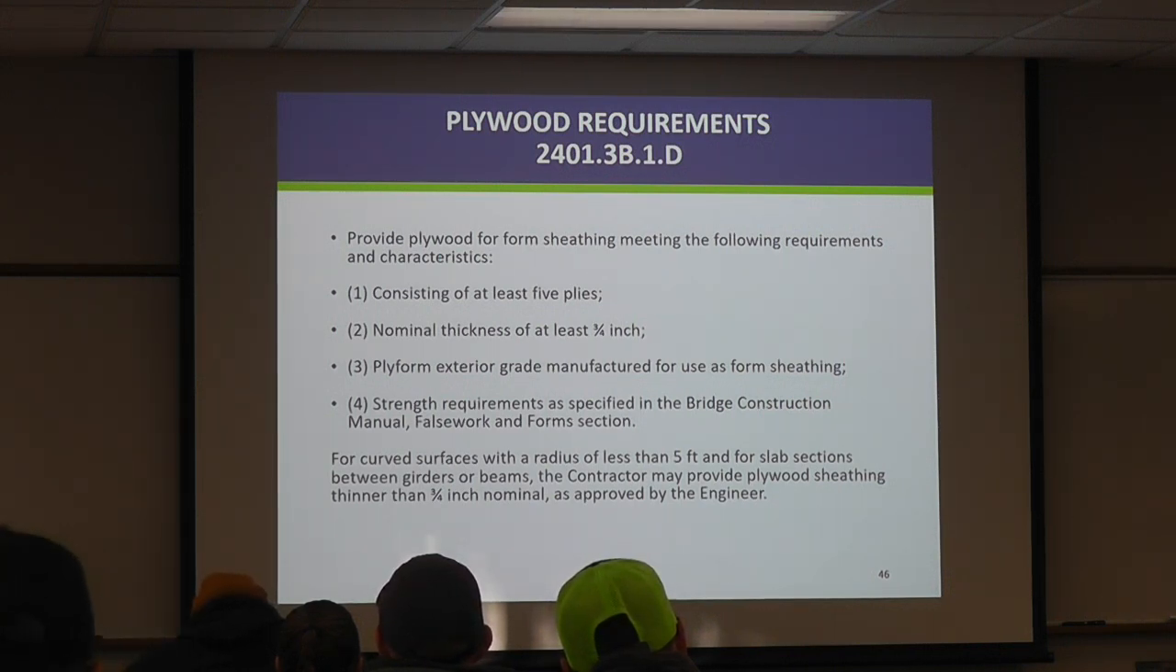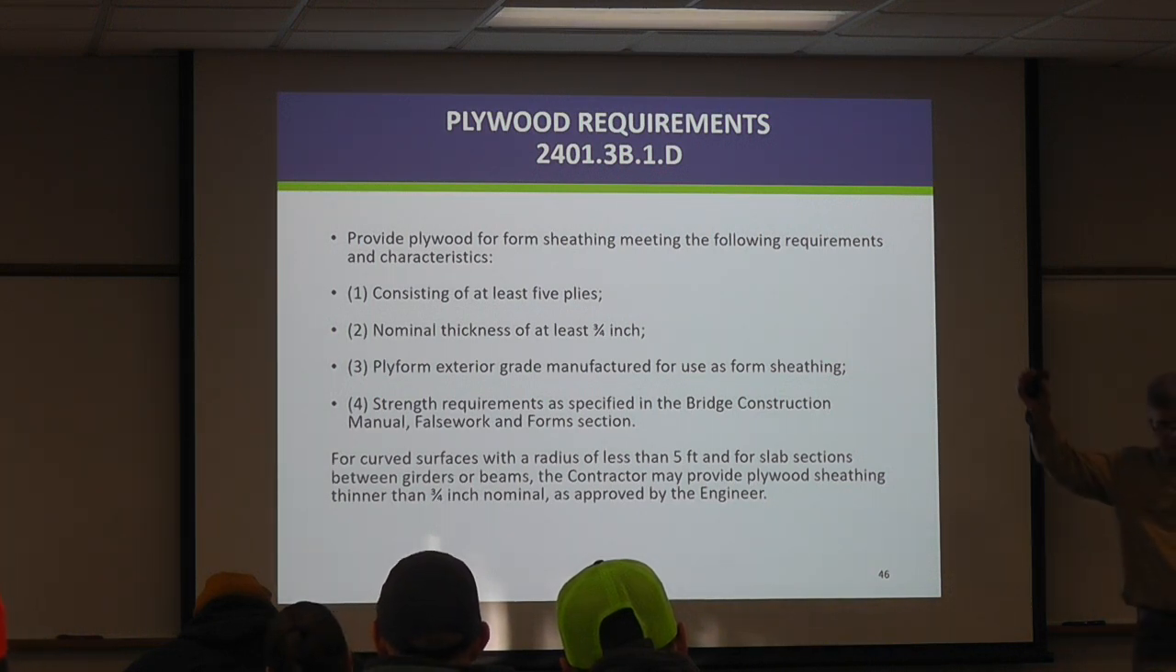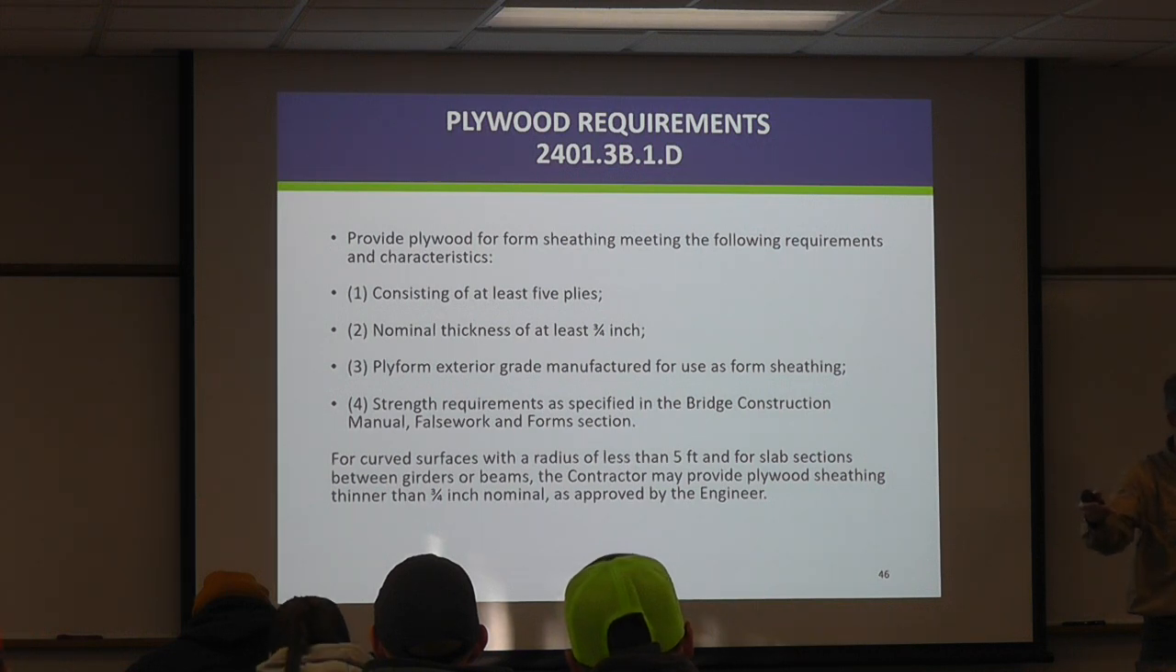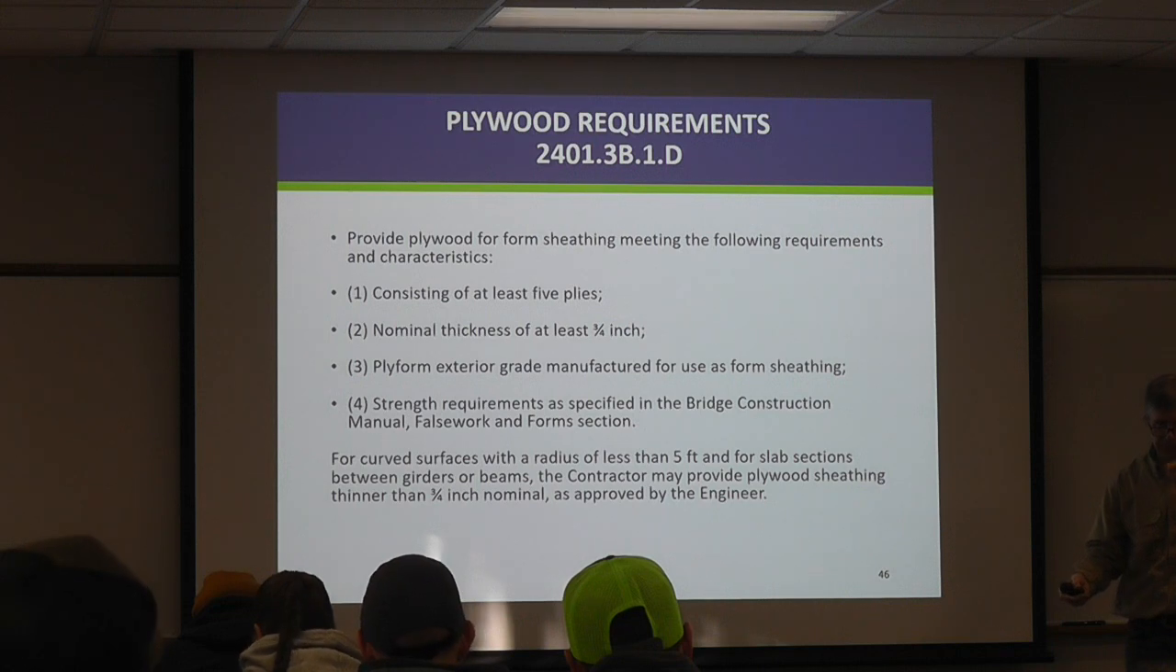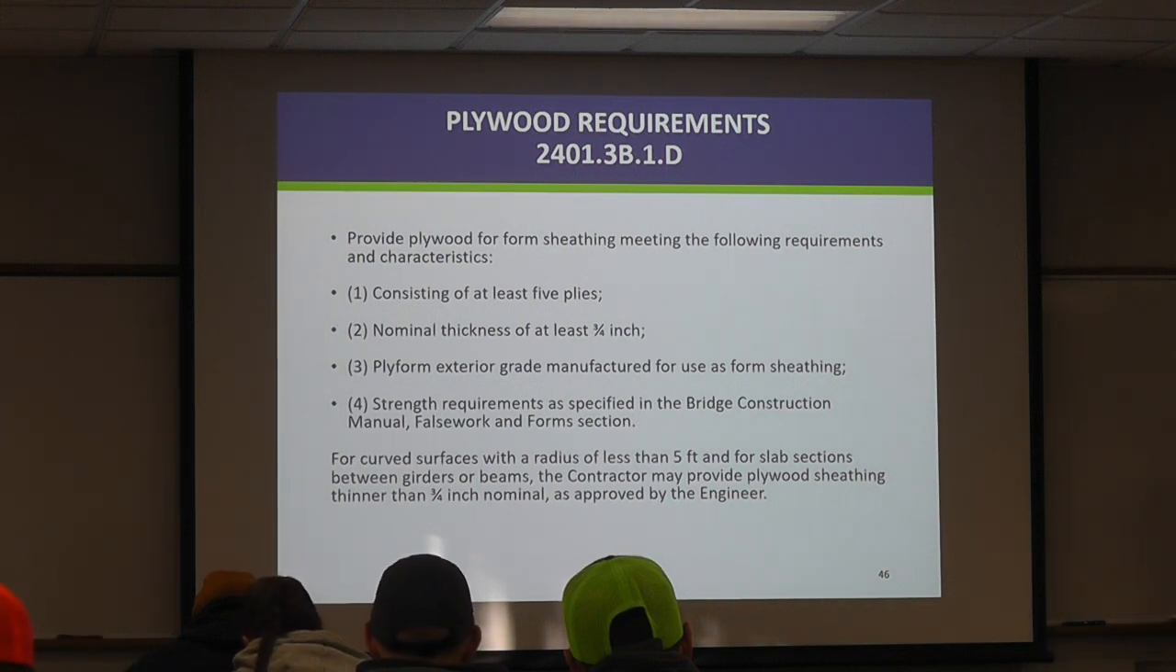They do allow, the specs do allow, if you have tight radiuses, that you can provide plywood sheathing thinner than 3/4 inch. I mentioned St. Croix had a bunch of curve in it, and so we had some pretty tight curves at the bottom of the box girder, and so they had, it was like 1/4 inch, maybe even 1/8 inch plywood, just to be able to make that curve, obviously with supported members behind it.